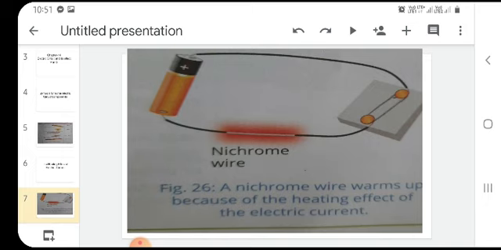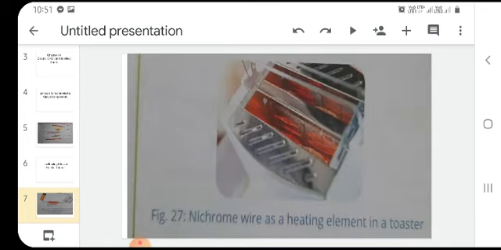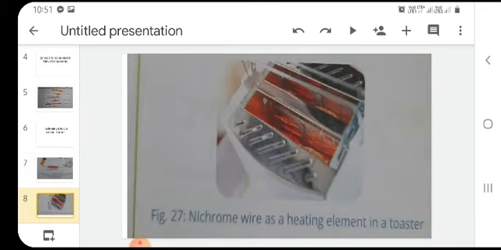high temperature. Here is a diagram in which a nichrome wire warms up because of the heating effect of the electric current. Again, in this diagram a nichrome wire is shown as a heating element in a toaster in which we toast the bread. Inside there is a nichrome wire which heats up very quickly.